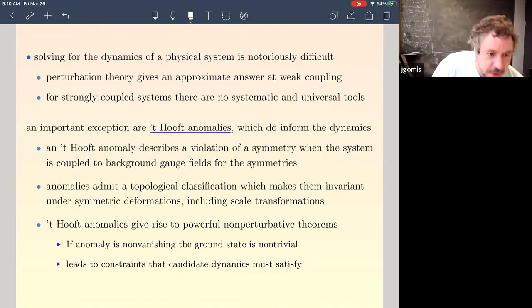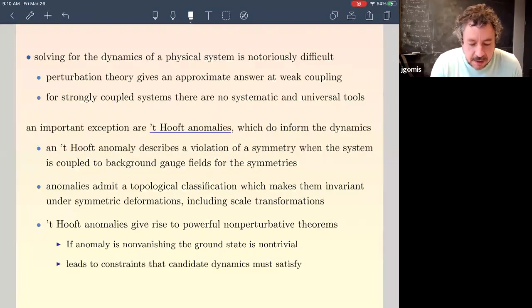I'll describe this in more detail, but essentially, a 't Hooft anomaly describes a violation of a symmetry when the system is coupled to background, not dynamical, gauge fields for the symmetries. So in this talk, whenever I talk about an anomaly or a 't Hooft anomaly, it's always an anomaly for a global symmetry where I have coupled my system to background gauge fields that are fixed and external. They're not path integrated over.